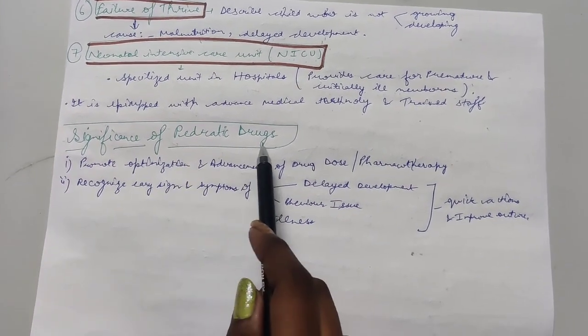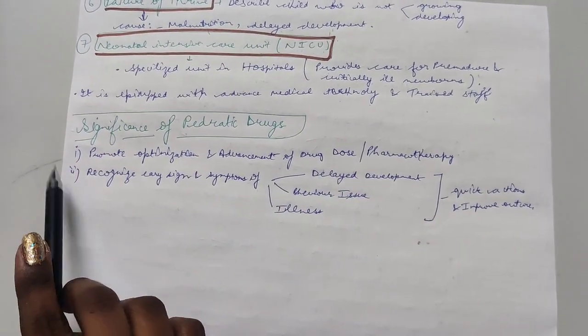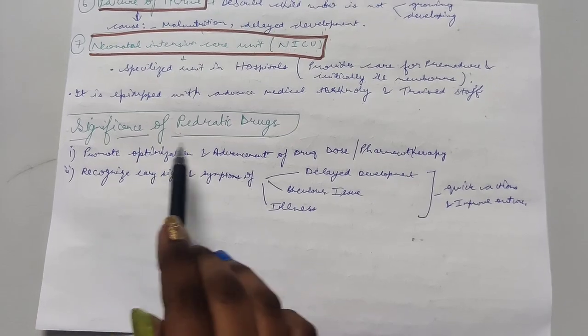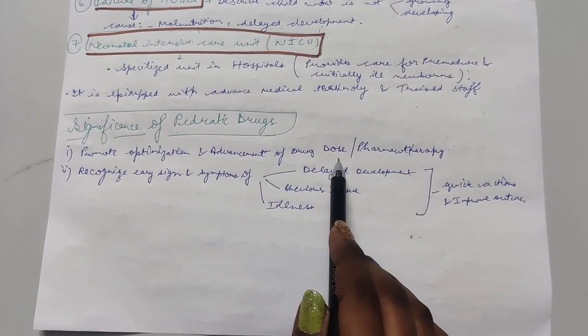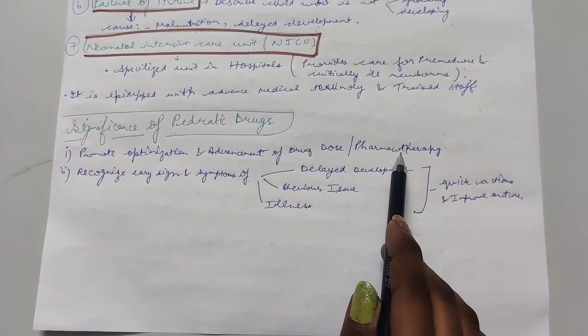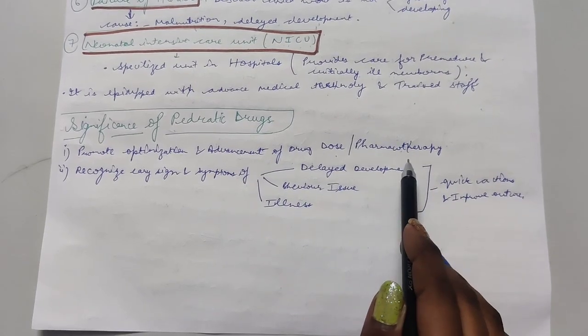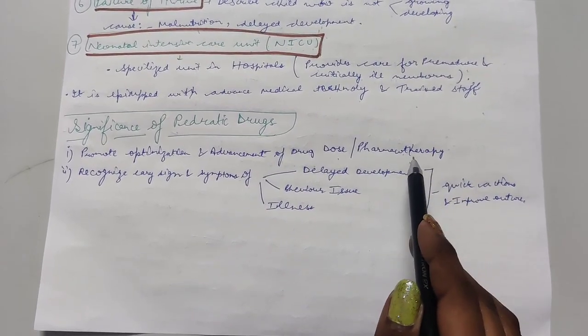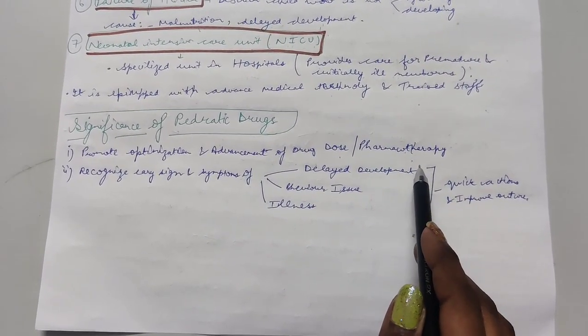Significance of pediatric drugs. Number 1 is to promote optimization and advancement of drug dose and pharmacotherapy. That the drug and the therapy of the medication treatment should be given to the patient correctly.